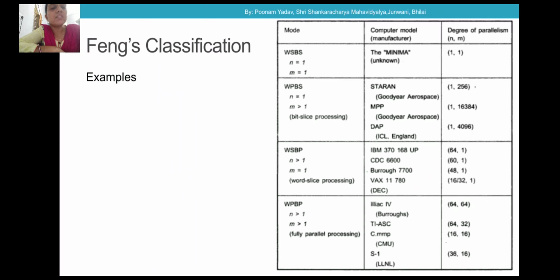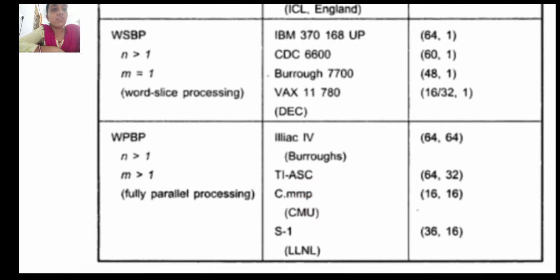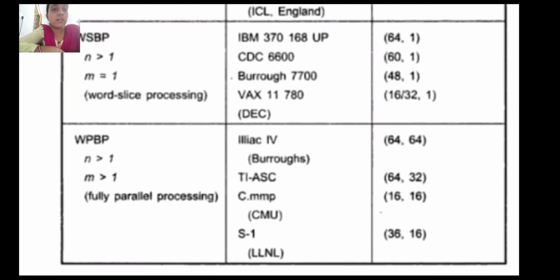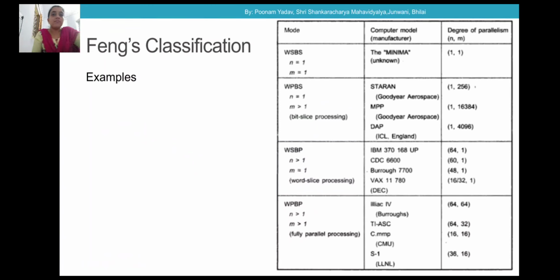You have to know which model falls in which category, so that's why we are discussing the models. Suppose WPBP, here is ILLIAC 4 and S1, TI ASC. In this way, the degree of parallelism for ILLIAC is 64. So in this way, Feng classifies computers on the basis of their word and bit level.